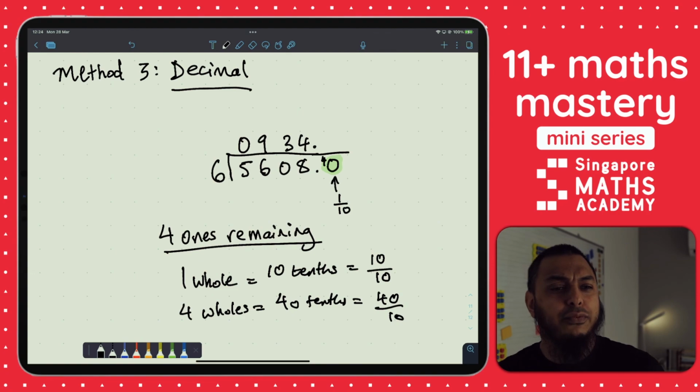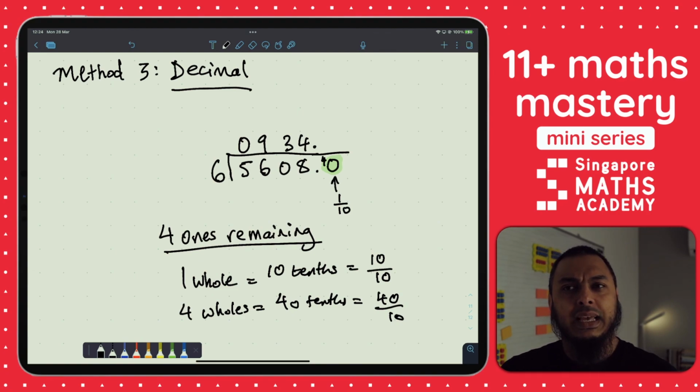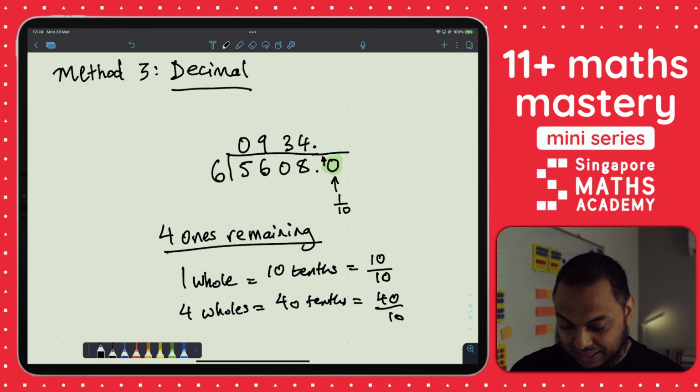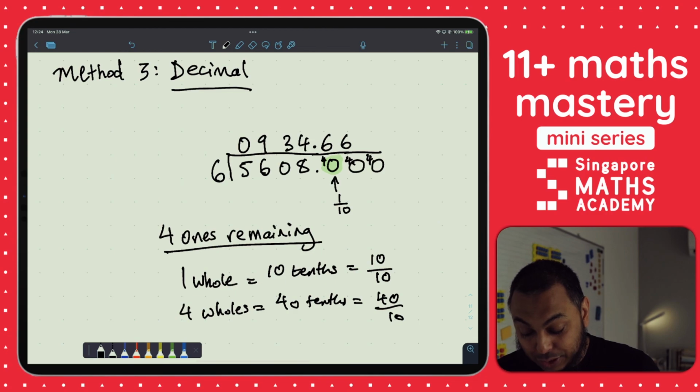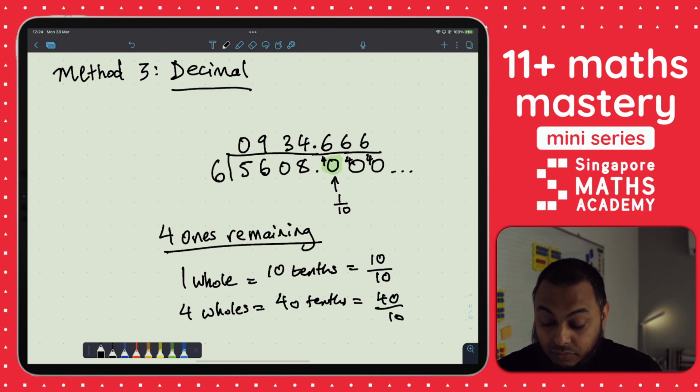So I can divide 40 by 6, right? 6, 12, 18, 24, 30, 36. That's going to be 6. And there's going to be 4 remaining again. And so I can continue to look at the hundredths column, but there's 4 remaining again. So if I divide the 40 by 6, it's going to be 6 again, and another 4 remaining. I can continue to do this, but we realize that it's going to be 6 recurring.